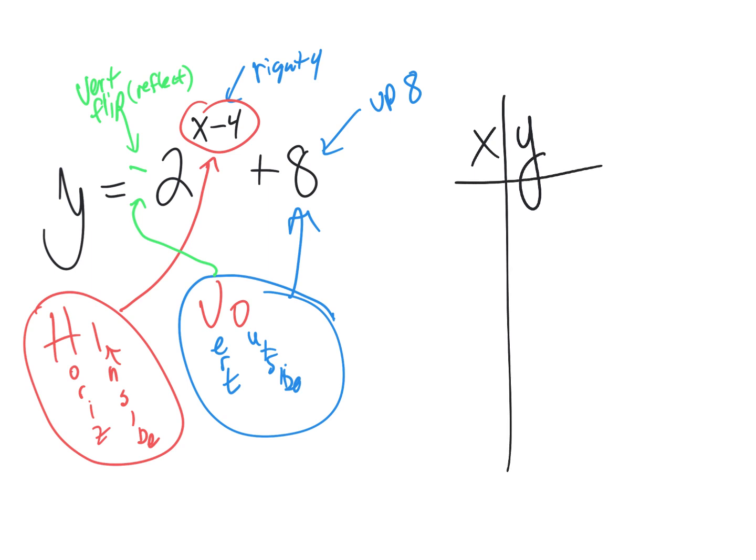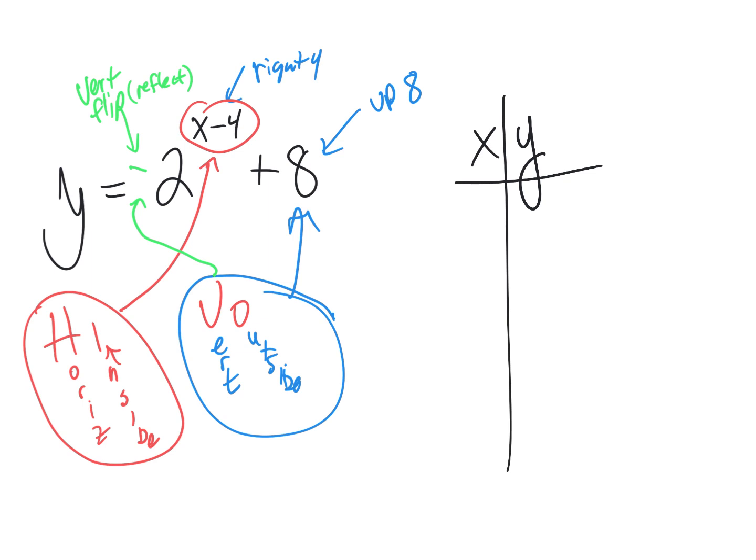XY chart. Everybody make one. We need to put some numbers in it. But don't just blindly say, oh, I want to put in 0. Look at what 0 would do. You'd have to go 2 to the negative 4th. That would be a pain. I don't want to put in 0.